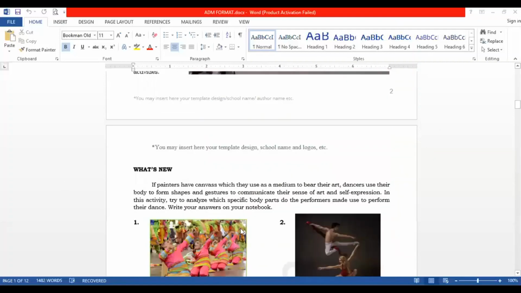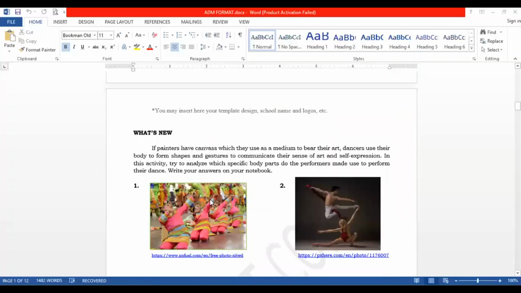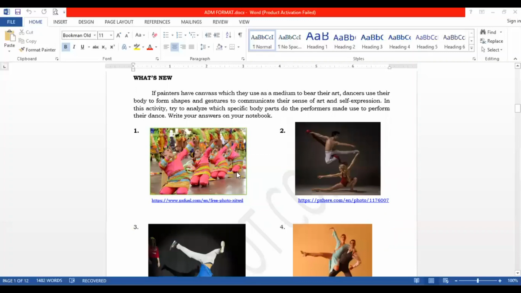Okay, so after the review part, sa what's new is the activity. Here, magke-create na tayo ng common base para sa discussion mamaya sa what is it part. Okay, so what's new? The activity part. Tingnan natin yung aking ginawa. If painters have canvas which they use a medium to bear their art, dancers use their body to form shapes and gestures to communicate their sense of art and self-expression.